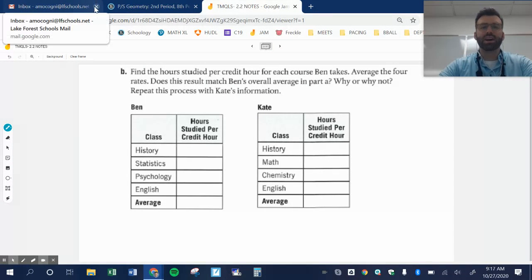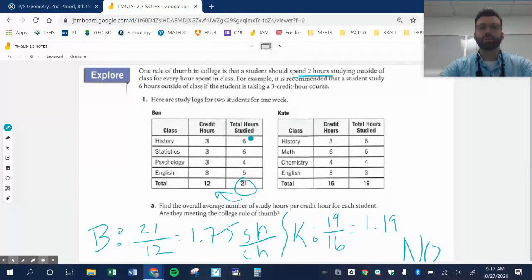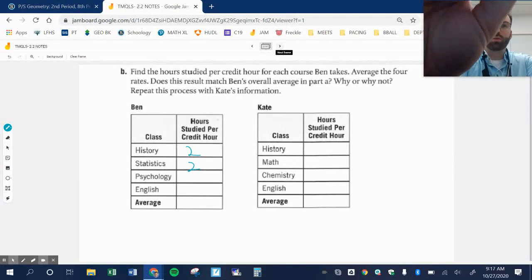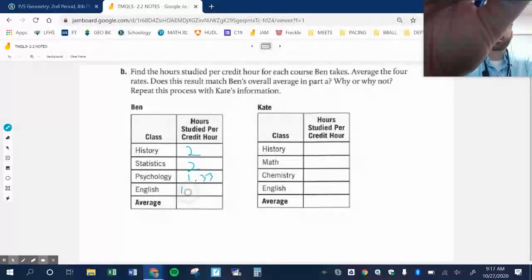All right, next one. Find the hours studied per credit hour for each course Ben takes. Average the 4 rates. Does this match Ben's overall in part A? Why would I not repeat this process for Kate? So I'm going to divide total hours by credit hours. 6 divided by 3 is 2 for history. 6 divided by 3 is 2 for statistics. 4 divided by 3, I got 1.33 or 1.3 repeating. And then 5 divided by 3, I get 1.67.